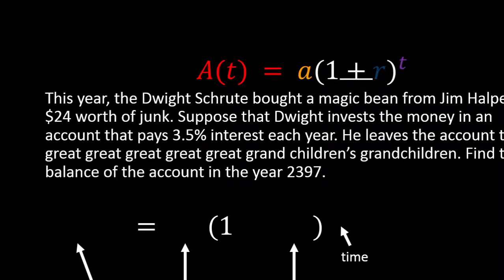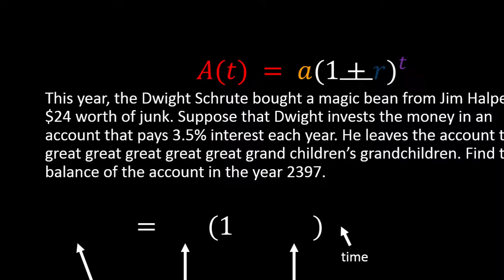Let's say that this year, Dwight Schrute bought a magic bean from Jim Halpert for $24 worth of junk. And let's say he invests this money in an account that pays 3.5% interest each year. He leaves the account to his great-great-great-great-grandchildren's grandchildren. Find the balance of the account in the year 2397.